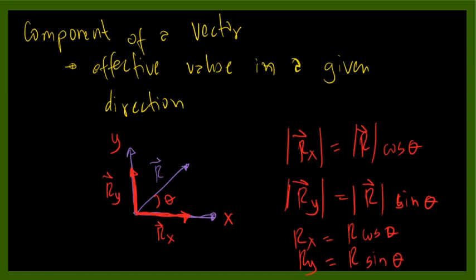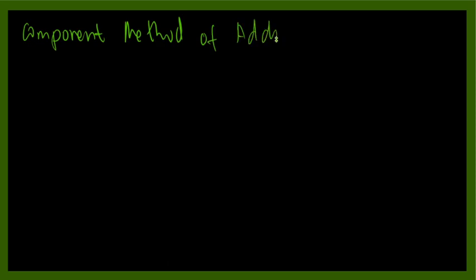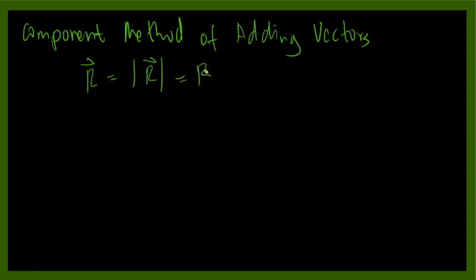So now we will proceed to the component method of adding vectors. For example, we have our vector R, and we need to find the absolute value of our vector R. The absolute value is the size, or the magnitude, of our vector R. So we just solve for R, which is the scalar quantity of our vector R.